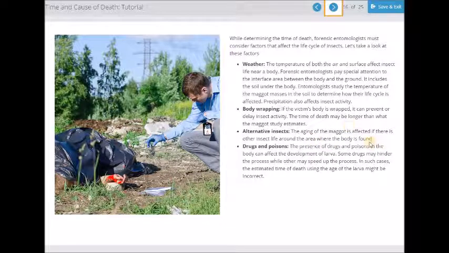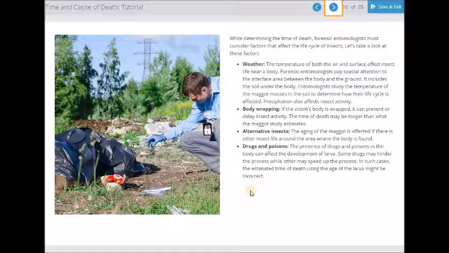And alternative insects, there may be a different one. One interesting thing is if you find certain types of insects on the body but they're not from there, it could mean that the body was moved, right? Or other insect life that is only local to the place. Think of a bug that we only have in Florida, okay? And so you have to now know how that bug behaves.